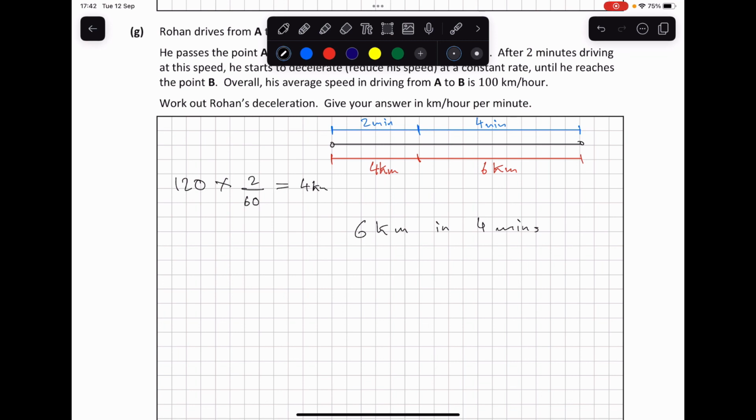So let's multiply 4 by whatever it would take to get to an hour, to see what our kilometers per hour is. What you would have to do is multiply by 15, because there are 15 lots of 4 minutes in an hour. So we multiply 4 by 15 to get 60, which is an hour, and 6 by 15 is 90. So 90 kilometers an hour. That's his speed in the second part on average. He is decelerating, but on average he is going 90 kilometers an hour.